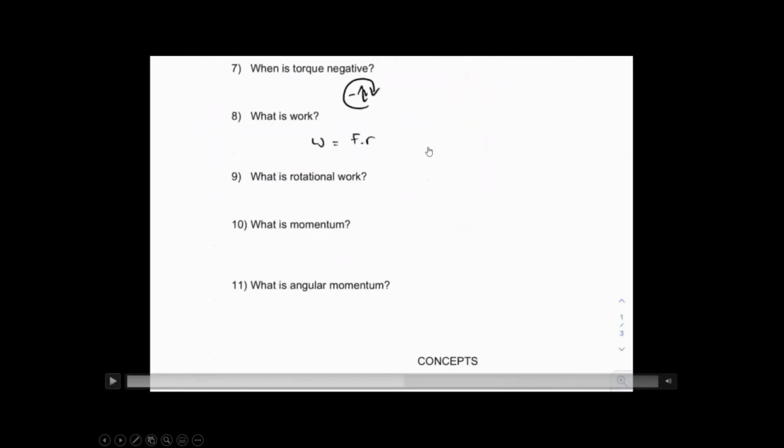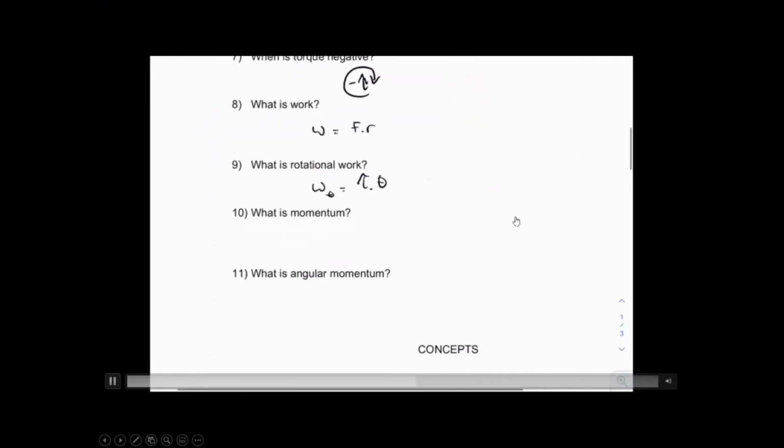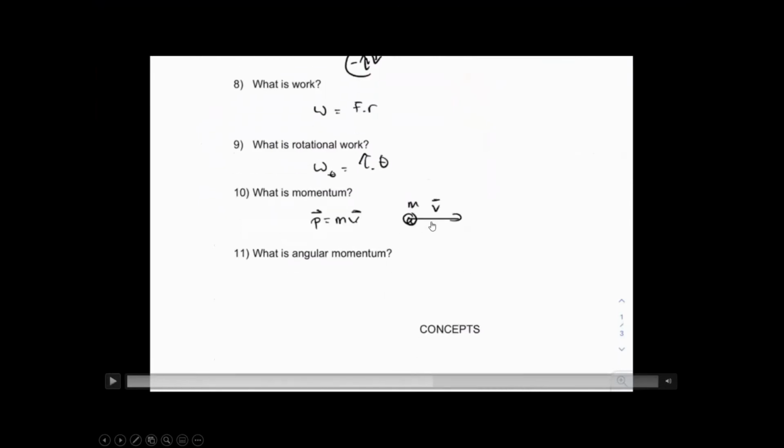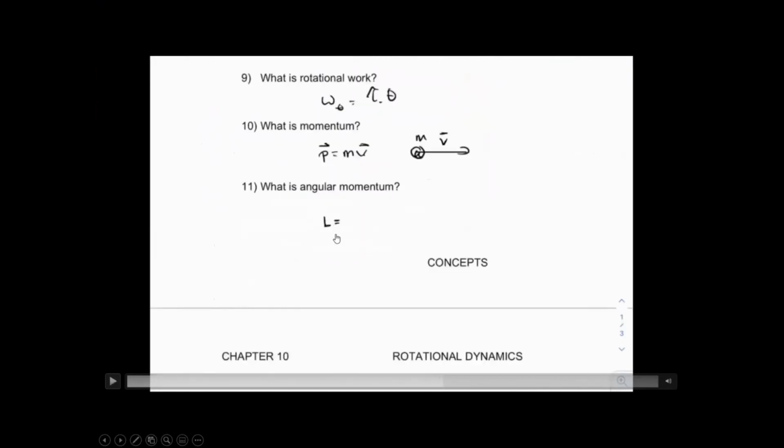Work is a combination of force and displacement. Rotational work is a combination of torque and rotational displacement. Momentum is mass moving at a given velocity. Angular momentum is the rotational momentum: a rotational mass-like term spinning at this rate, which can also be expressed in terms of the tangential velocity.